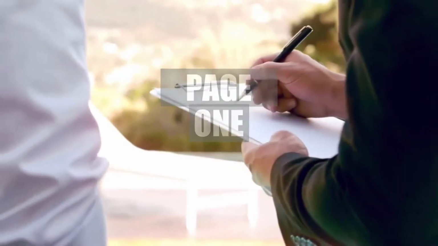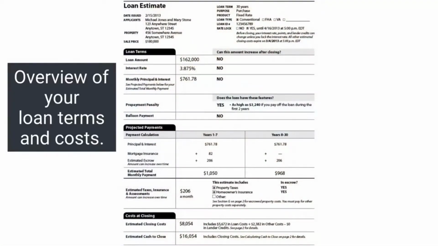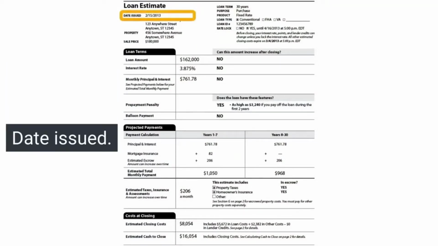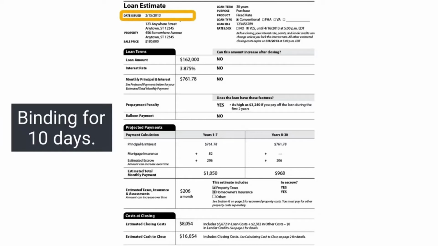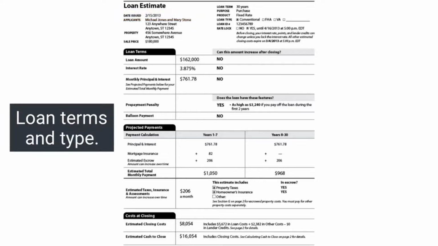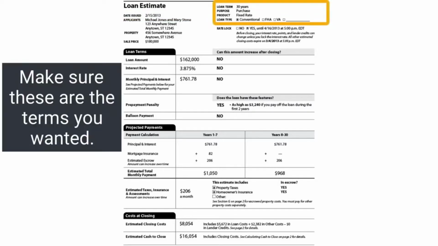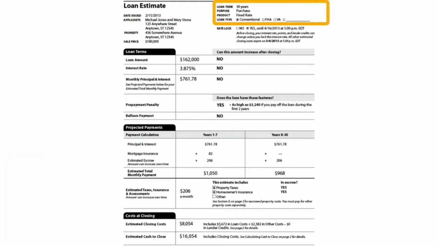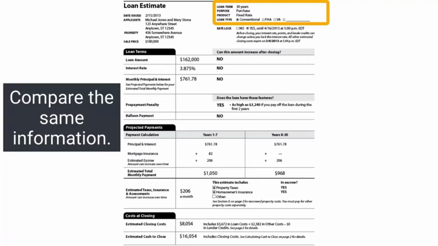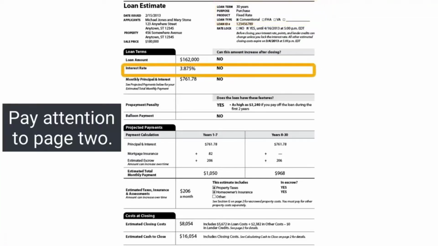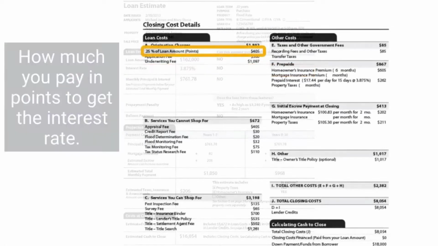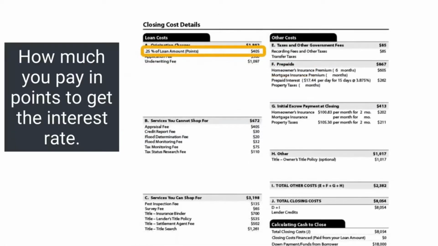Page 1 of the loan estimate is an overview of your loan terms and costs. You'll want to pay special attention to the date issued. The LE is only binding to the lender for 10 days after this date. Loan terms and type. Make sure these are the terms you wanted and that all loan estimates you compare show the same information. Interest rate. Look for the rate, but also pay attention to page 2, which shows you how much you have to pay in the form of points to get that rate.